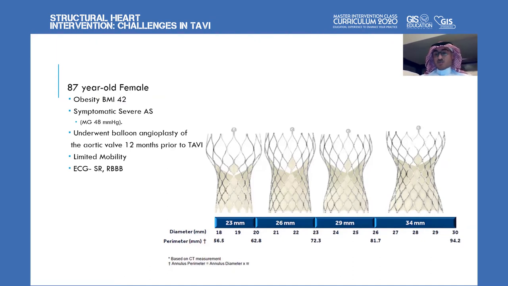She has significantly limited mobility, mainly because of her weight coupled with the severe AS. Her resting ECG showed right bundle branch block. I'm not going to show her CT scans, but her iliacs and femorals were great, and she was smack in the middle for a 29 millimeter valve.